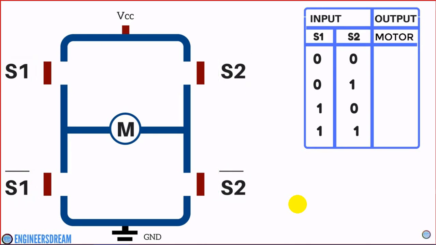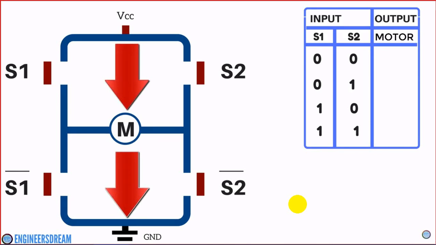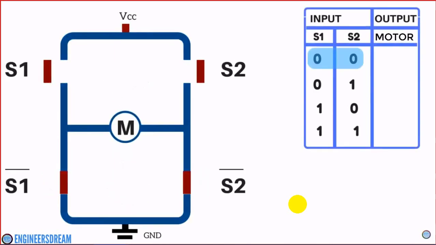On the top there is a VCC pin, and at the bottom there is a ground pin. In the middle there is a motor, and for this motor to move, the current should pass from VCC to ground. So first, if we give an input of 0, 0, that is S1 is 0 and S2 is 0, then the S1 and S2 switches will be open. Similarly, the S1 bar and S2 bar switches will be closed. So, since the S1 and S2 switches are open, the current will not flow from the VCC to ground, and at this condition, that is 0, 0 or low, low, the motors will stop.